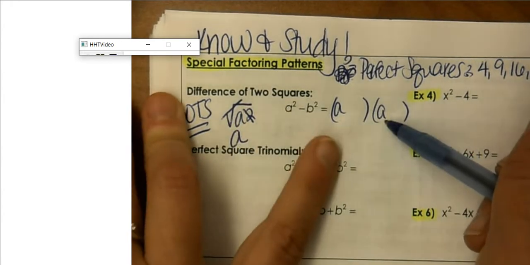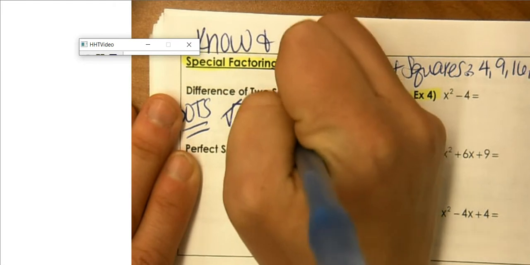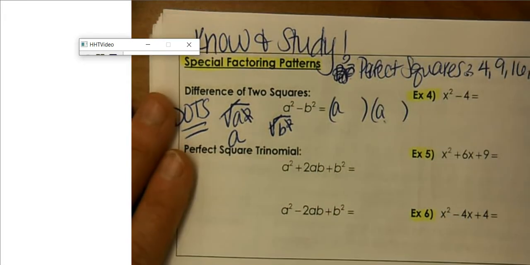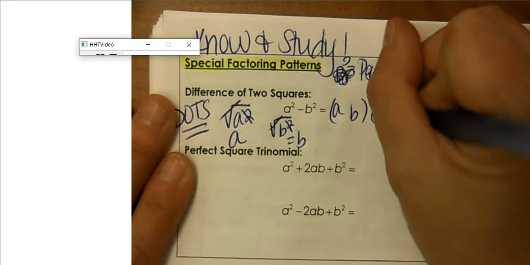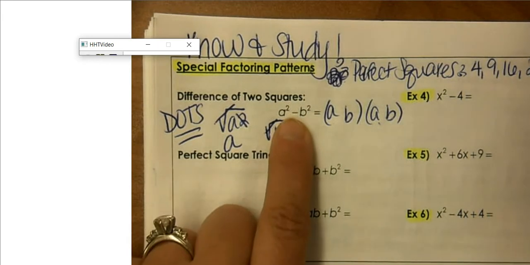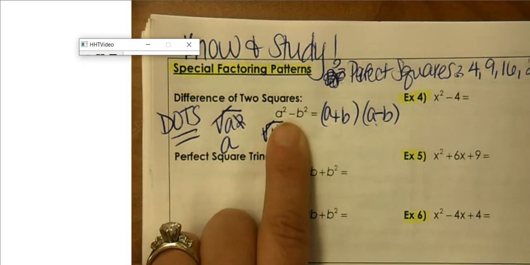The last position is the same exact thing. We take the square root of b squared. The square and the square root eliminate, leaving us with just the letter b, and that goes into our last position. Then, how do you get a minus? Well, you multiply a positive times a negative, and so that is going to be your pattern.